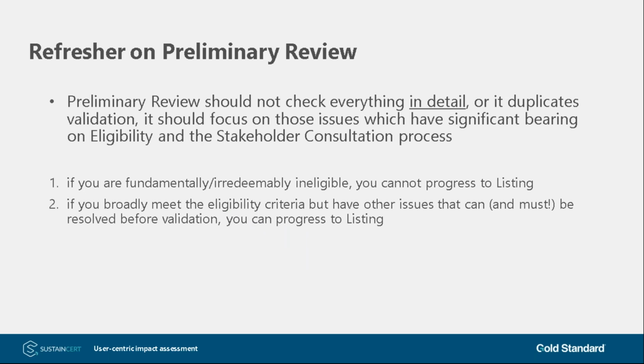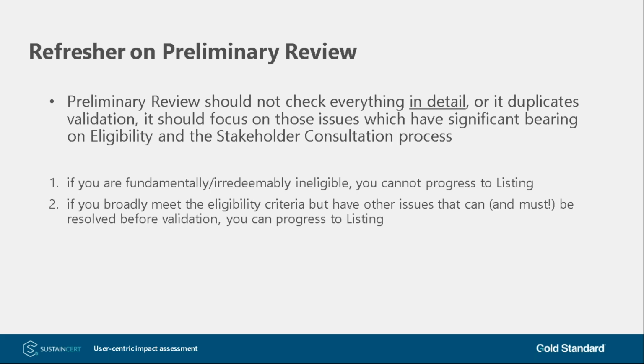To summarize, preliminary review shouldn't check everything in detail or it duplicates validation. It should focus on those issues which have a significant bearing on eligibility and also the stakeholder consultation process. So the outcomes can be summarized in one of two ways. If you're fundamentally, irredeemably ineligible, you can't go forward to listing. But if you broadly meet the eligibility criteria and the key ones, then you have other issues that can and of course must be resolved before validation. You can progress to listing.